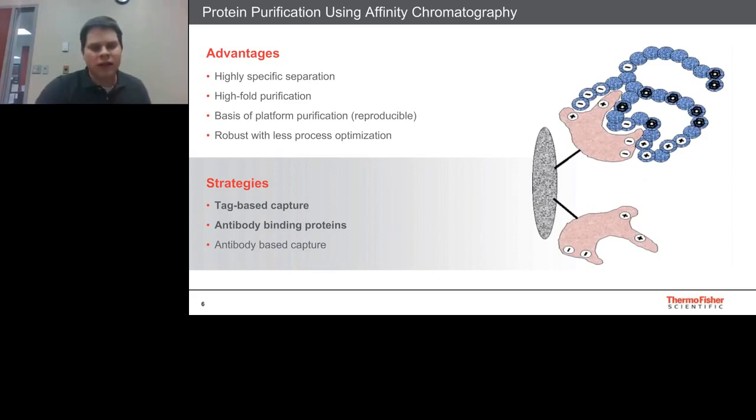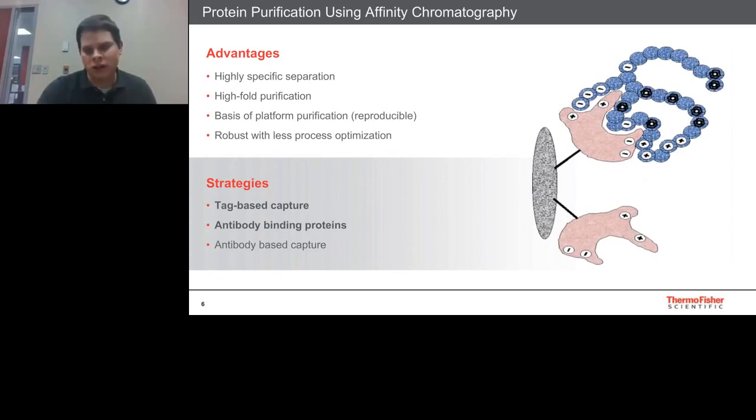Affinity chromatography provides a straightforward positive selection strategy for protein purification. Purification is often as simple as binding, washing, and eluting. A variety of immobilized ligands are available to provide a high fold purification with ease of use in mind, significantly reducing process optimization and variability seen with other chromatography methods such as ion exchange or hydrophobic interaction.